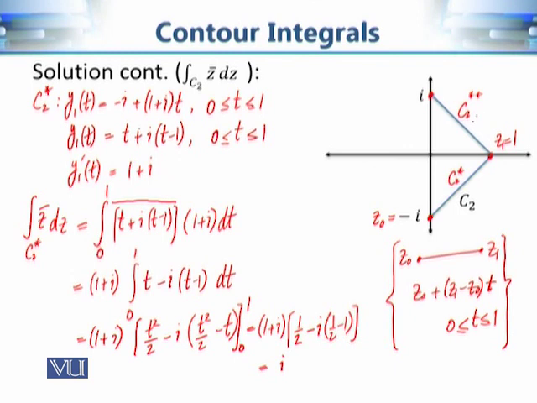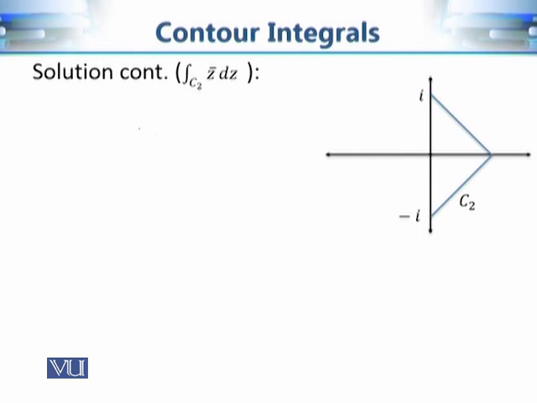Now let's see how to integrate this along the second leg of this contour, C2 double star, and then of course we are going to add these two answers, and that will give us the contour integral along the contour C2.